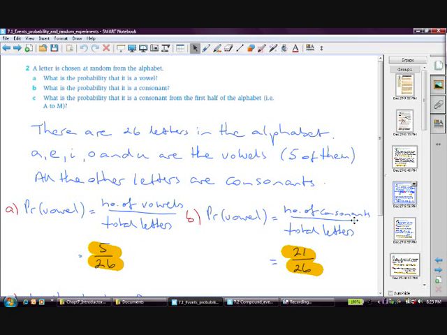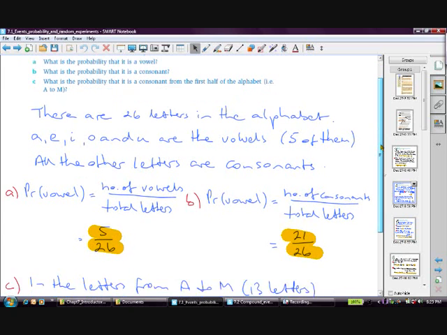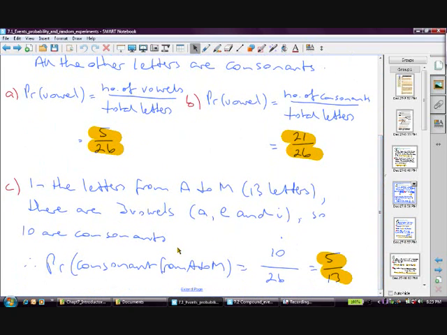What about the probability of getting a consonant? Well, it's all the rest of them. There's 5 vowels and 21 consonants, so it's 21 out of 26. So what's the probability that it's a consonant from the first half of the alphabet, A to M? Well, how many out of the 26 letters of the alphabet, how many consonants are there from A through to M? Well, there's 3 vowels in there, so there's 10 consonants because it's 13 letters. So 10 out of 26, notice we cancel down here. We often just leave it as a fraction, and you need to be used to writing it both in fraction form and also as decimals.